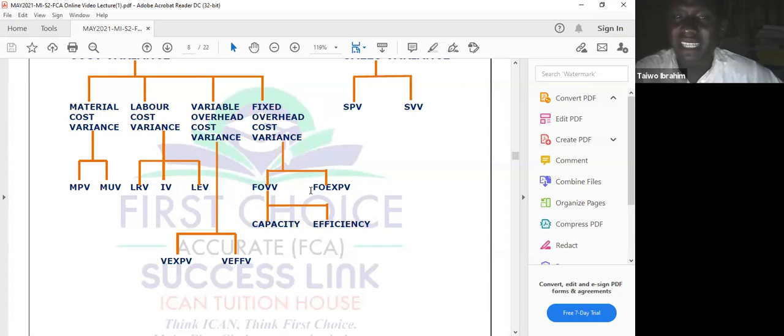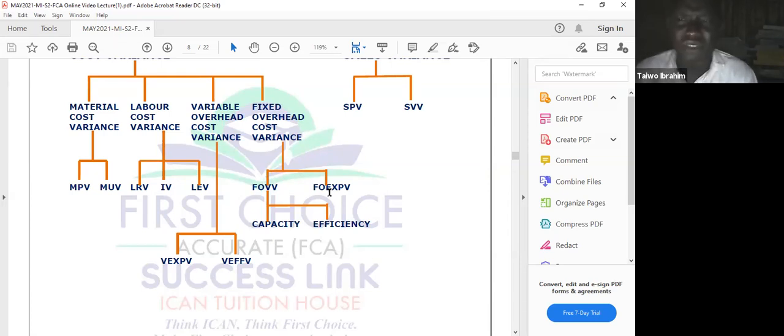Now, the next one is fixed overhead expenditure variance. This one is just talking about how much we budgeted to expend in fixed overhead and how much we actually expended. If we budgeted to expend 1 million naira as our fixed overhead, at the end of the day, what did we eventually expend? We expended 1.2 million naira or 1.3 million naira. So the difference between the budgeted amount and the 1.3 million naira that we actually expended is the fixed overhead expenditure variance.